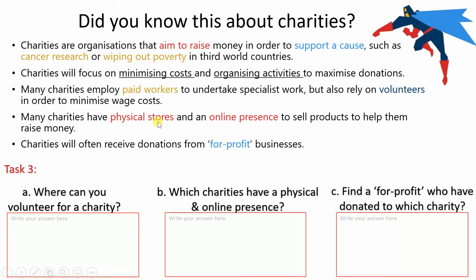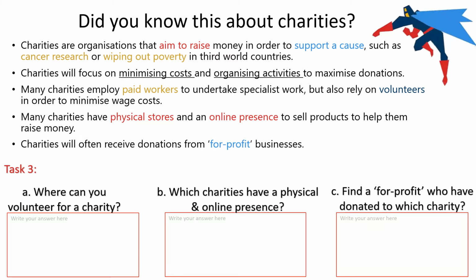Many charities have physical stores and an online presence to sell products to help them raise money. Charities will often receive donations from for-profit businesses as well, particularly when you think of these big TV charitable events. Have a think about these massive presentation cheques that they go, here you go, a couple of 100,000 from such and such a company for that charity. That teddy bear charity is a good example. So try and see if you can find examples like that.